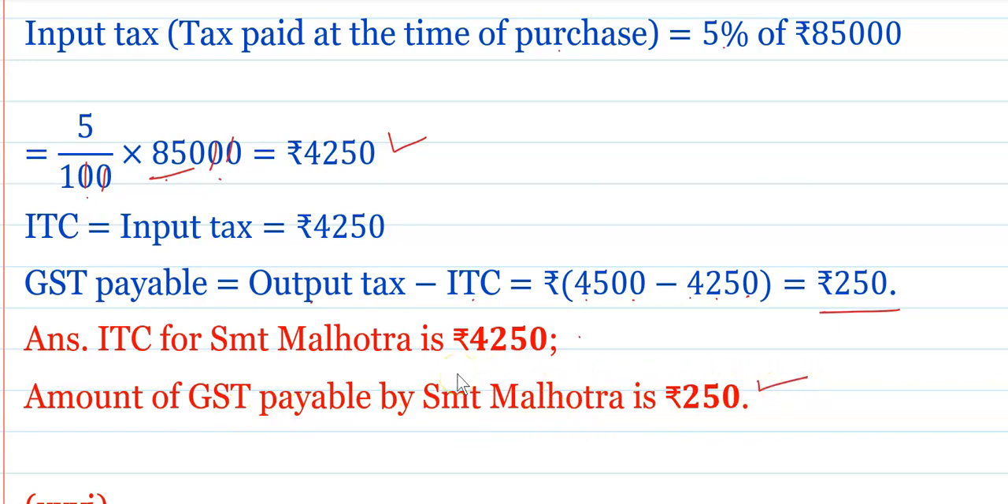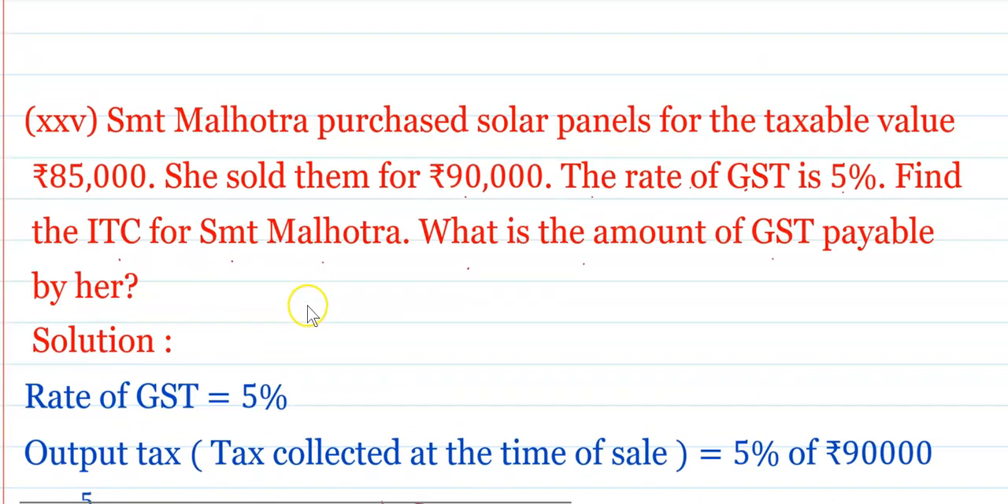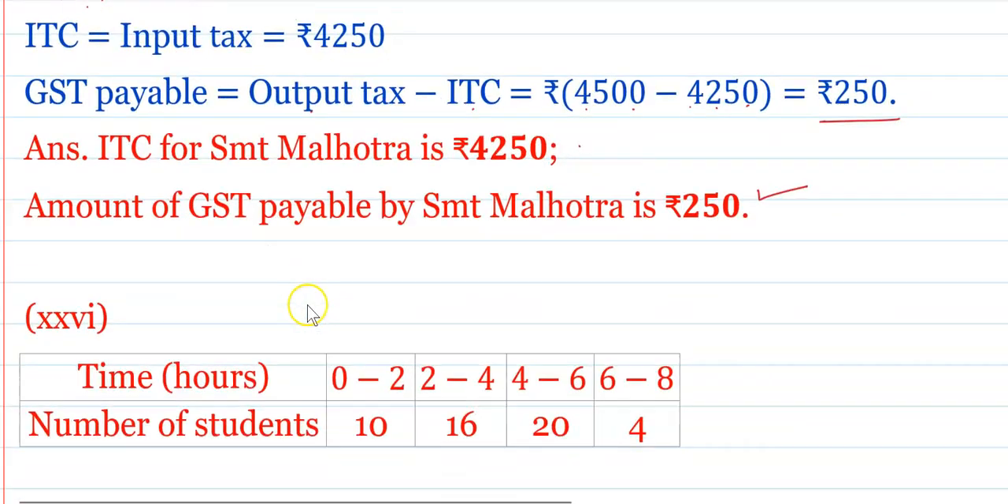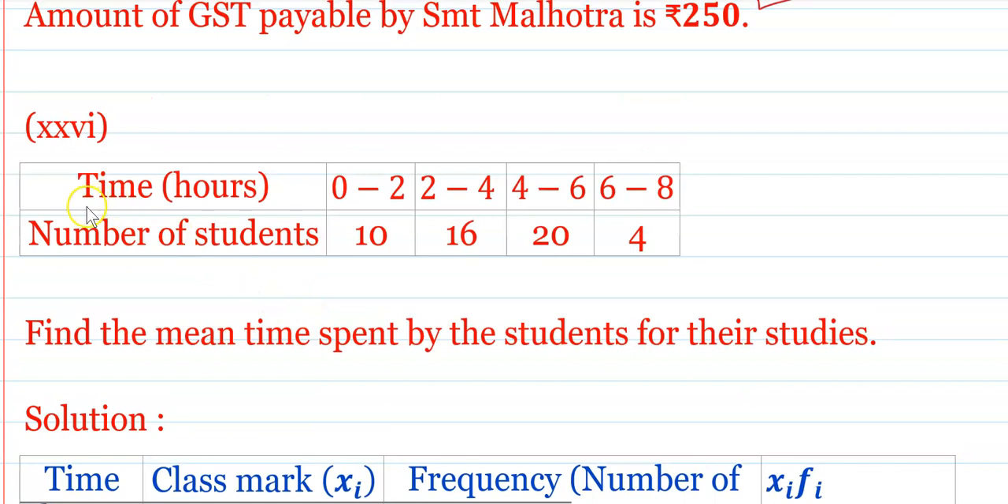Okay. Easy question ಇದು ಪುಸ್ತಕ ಪ್ಲಸ್ ಟೆಕ್ಸ್ಟ್ ಬುಕ್ मतलब question ಇದೆ. Next, time in hours, number of students. That is 0 to 2, 10; 2 to 4, 16; 4 to 6, 20; 6 to 8, 4. Find the mean time spent by the students for their studies. Okay, we want to find out the mean.